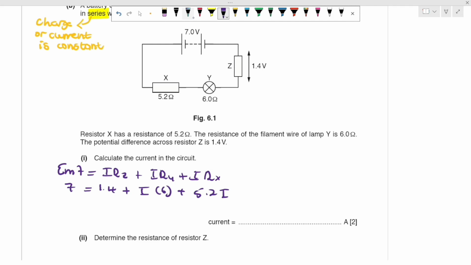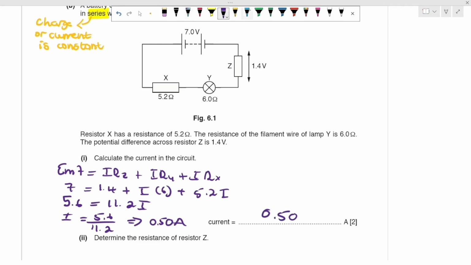And then if you subtract 1.4 from 7, you're going to get 5.6. Then if you add these two up, you're going to get 11.2I. Therefore, your value of I would just be equal to 5.6 divided by 11.2. 5.6 divided by 11.2 basically gives you 0.50 amps. So your current is 0.50 amps.